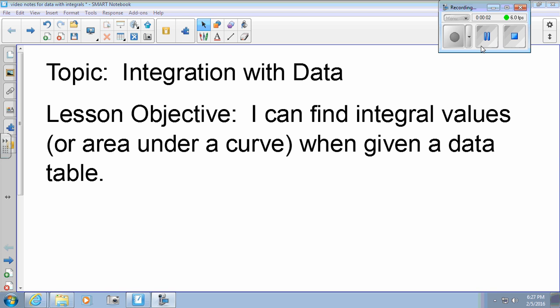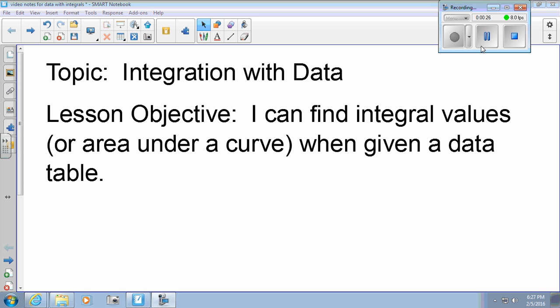In this lesson, we're going to talk about how to involve integration with data tables. So instead of being given an equation or a graph, we're going to have a table of data, and we're still going to have to find the integral values. Be sure to set up your paper as Cornell Notes, and you do have the examples on a worksheet, so you can include those in your notes.